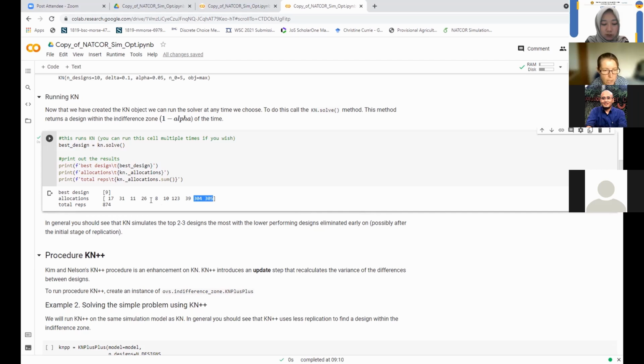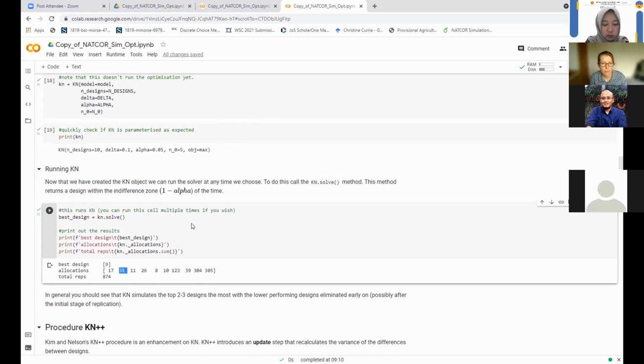Actually, slightly strangely here, it eliminated these 2 designs much earlier than it did, say, this design, whereas they are in order, so you would expect it to have more in at this end than at this end. But it's just because of the way the random numbers flow, you sometimes get designs doing better or worse than they might otherwise do.